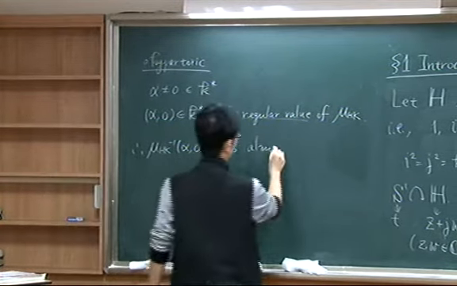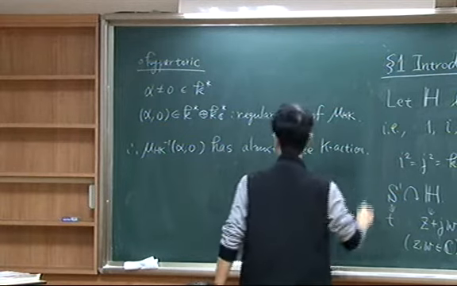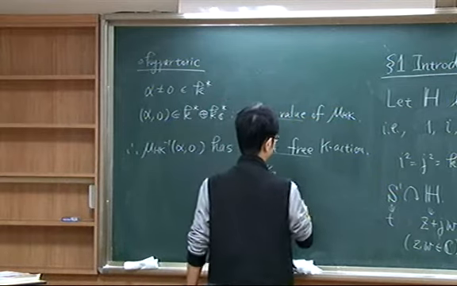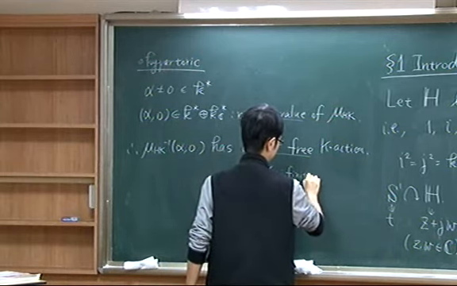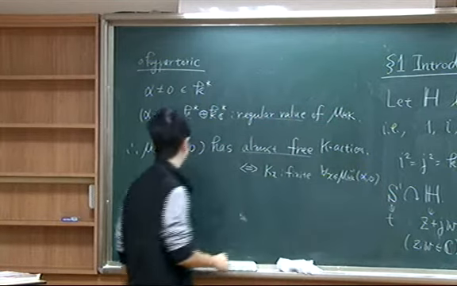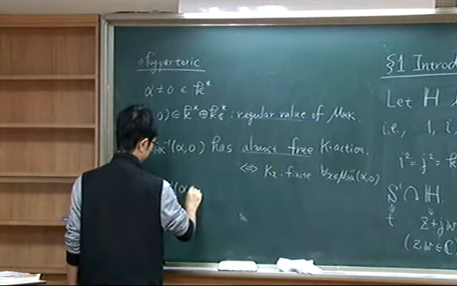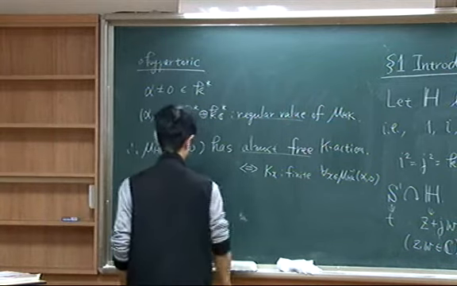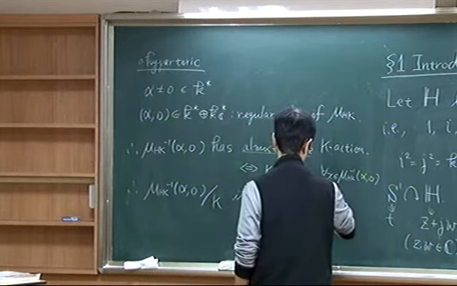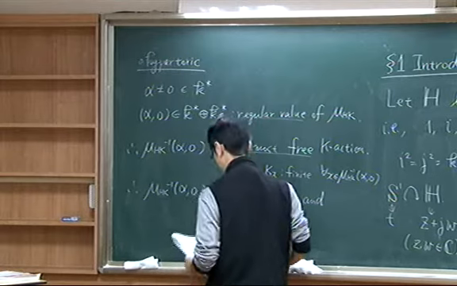And it's an almost free K action. So almost free means its isotropy subgroup is finite for all x. And so we see that its orbit quotient space becomes an orbifold. And it has a T^m over K action.